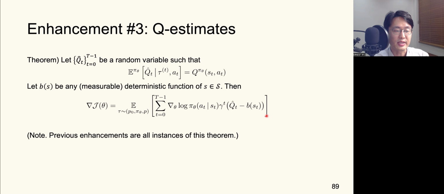Well, this theorem says that whatever choices you make, so long as you satisfy this condition, you will get an unbiased estimate of the gradient of J. So the unbiasedness property is fine. It doesn't matter how you make the choice. But what will matter is the variance of the estimate. So if you choose Q hat and B well, then that will have a smaller variance for the estimate of the stochastic gradients, and that will be beneficial to the training.